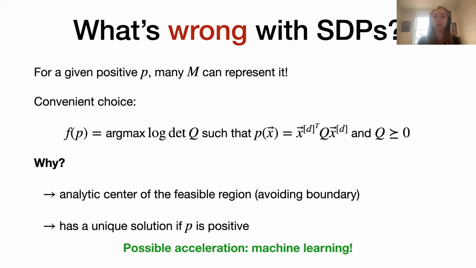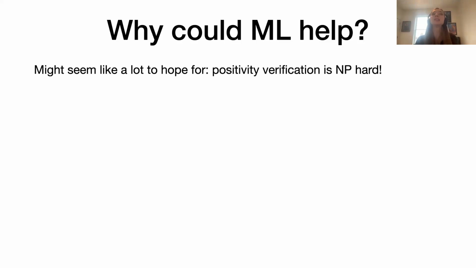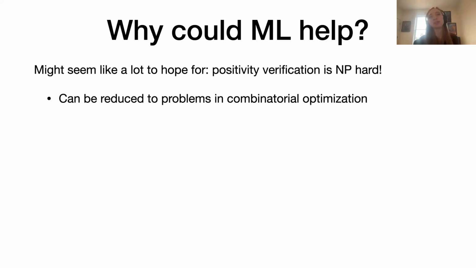And in this talk, we'll explore a possible acceleration with, you guessed it, machine learning. So question one you might have is, why do we think that ML could help? Why would we be so bold to assume it would have something to bear on this problem? And indeed, this might seem like a lot to hope for, because in general, positivity verification is in fact NP hard. So it can be reduced to problems in combinatorial optimization.